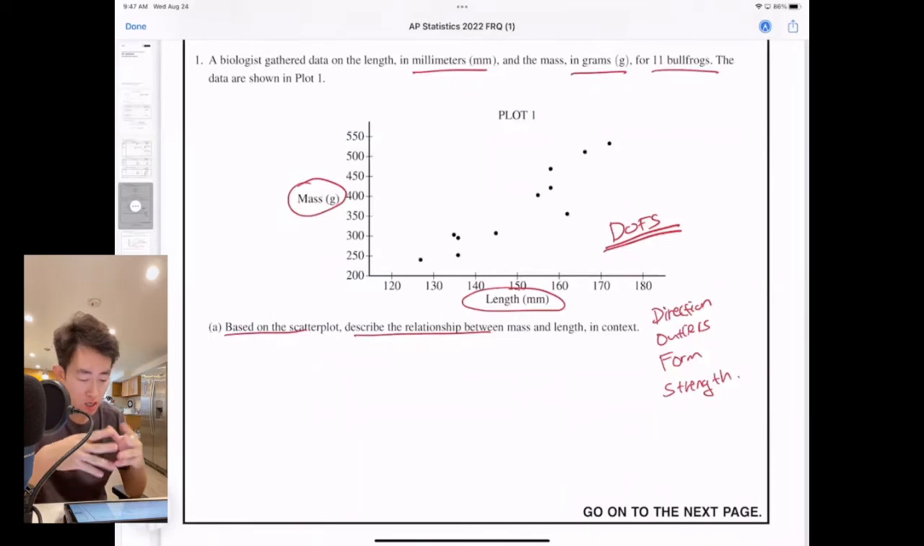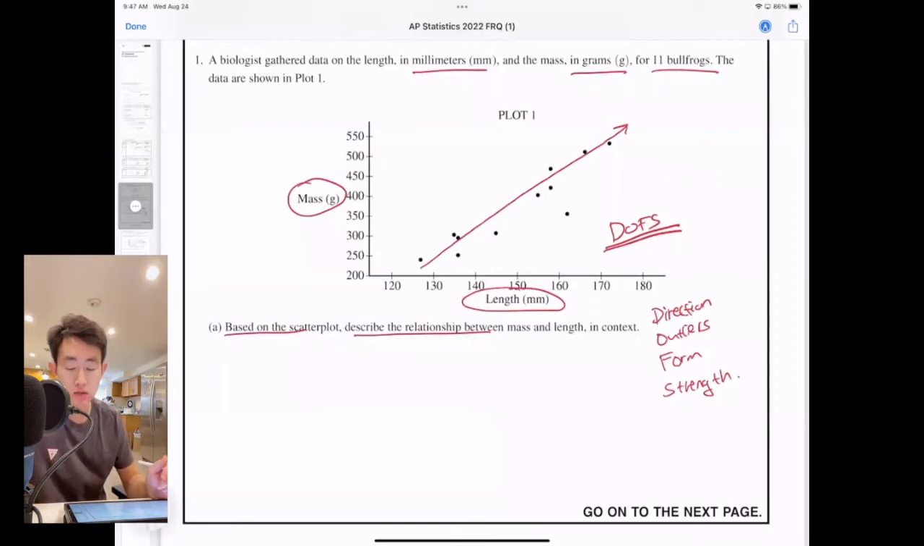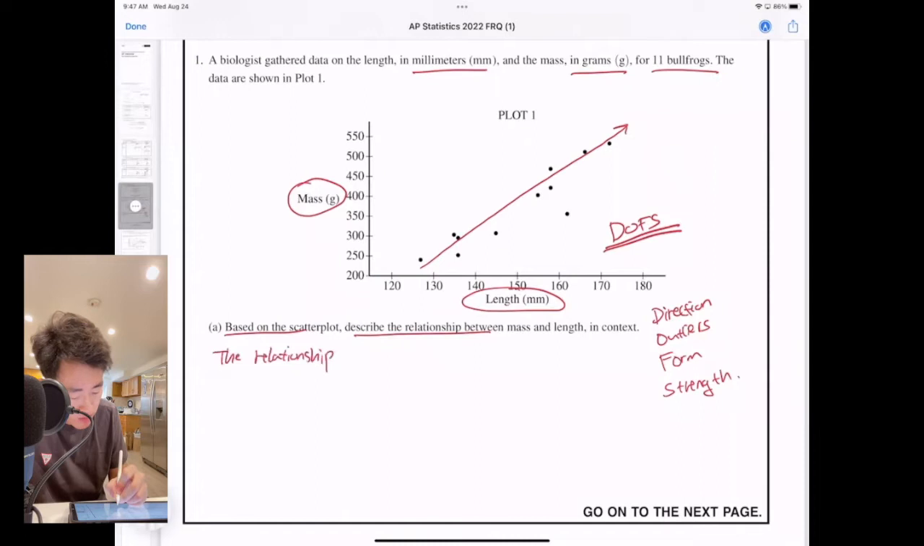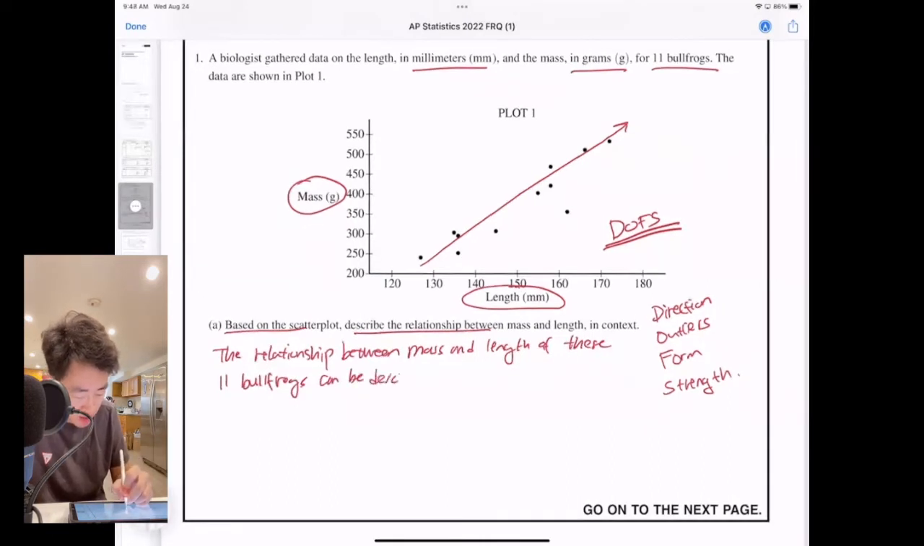For the relationship that we see, clearly this is going to be a positive linear direction. So you can first start off by saying that the relationship between the mass and length of these 11 bullfrogs can be described as linear, positive, and we took care of the direction and the form.